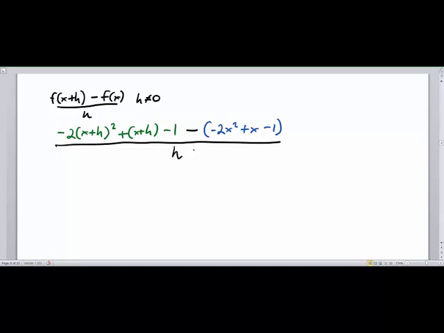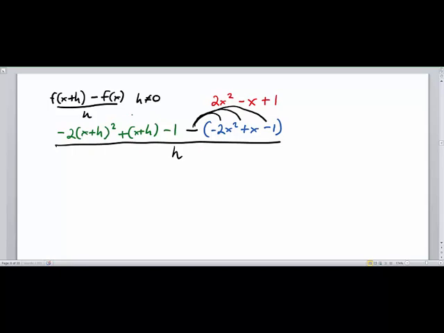Now the first thing I'd like to do is maybe distribute this negative. If I distribute that negative, maybe some nice things will happen. So if I do that, what I then get is a positive 2x squared, and then I get a negative x, and then I get a positive 1.